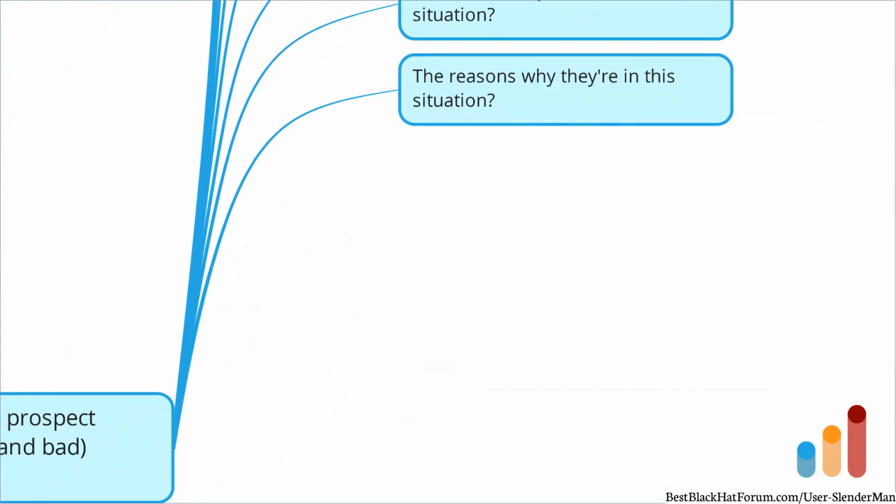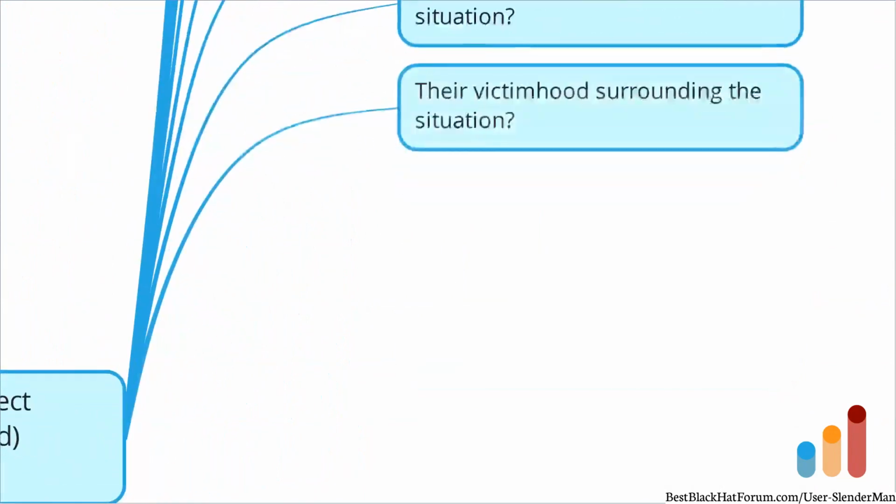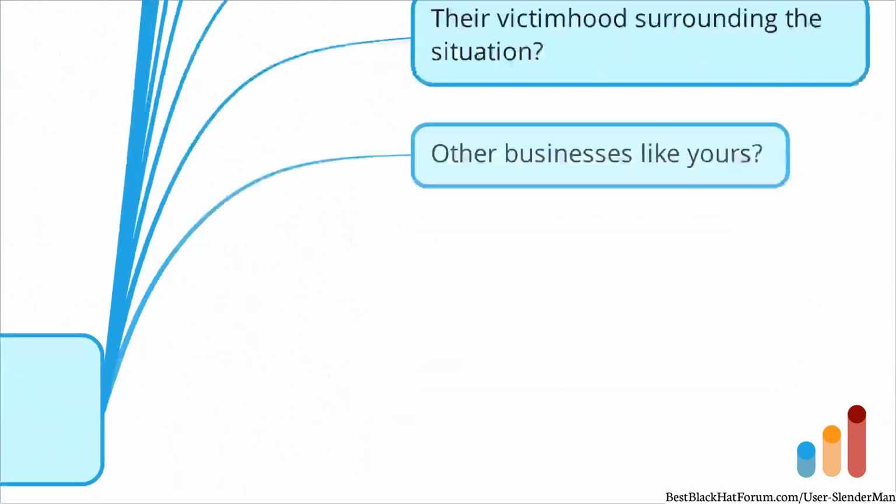What do they believe about all the contributing factors that have brought them to now? Tied to that, what do they believe about their victimhood surrounding the situation? Do they feel like they're a victim of circumstance, a victim of their environment, a victim of their relationships, a victim of certain opportunities being withheld? What do they believe about that? And how will you have to speak to that in the context of your message?